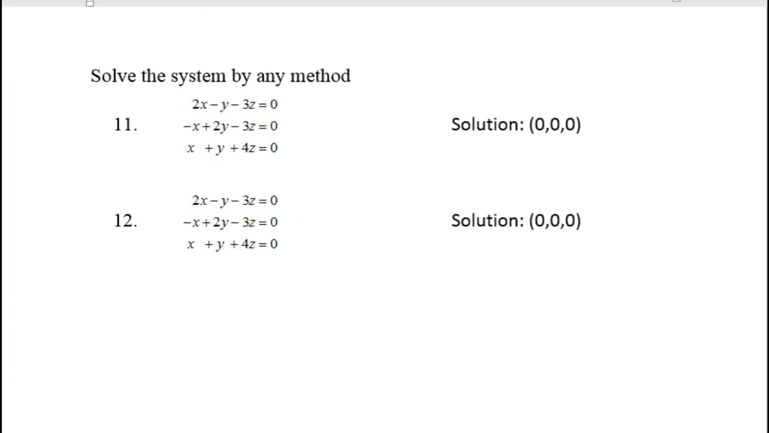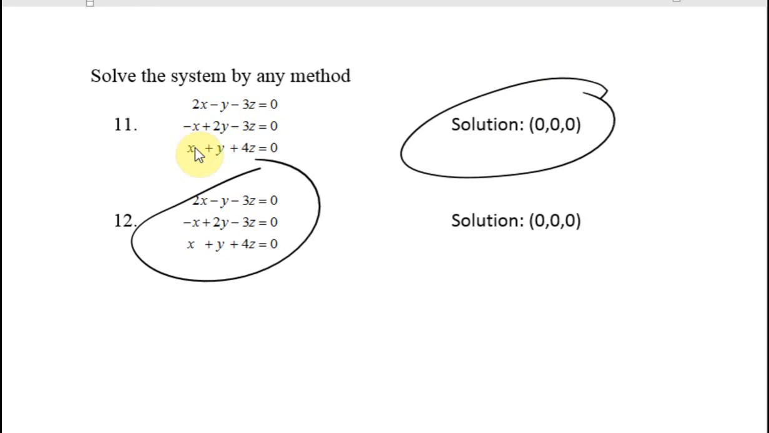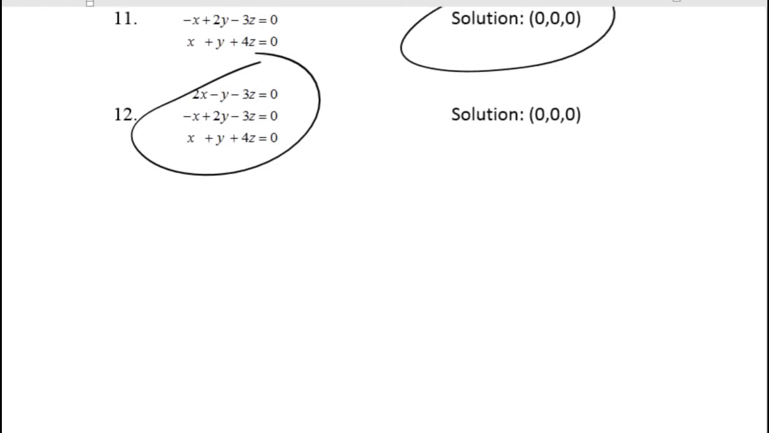Solve the system by any method. It is homogeneous, and it's square. The number of rows equals the number of columns. Automatically trivial solution. Same thing for this problem here. Yep. I think that'll do it.